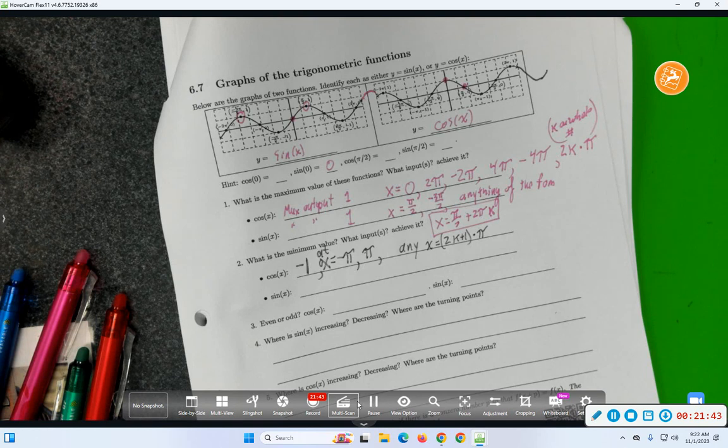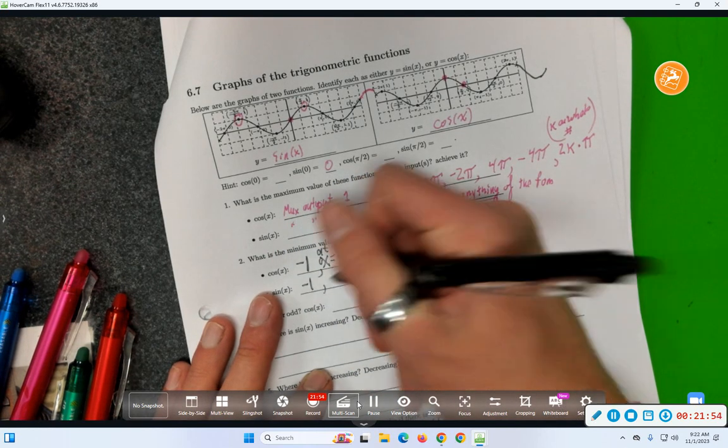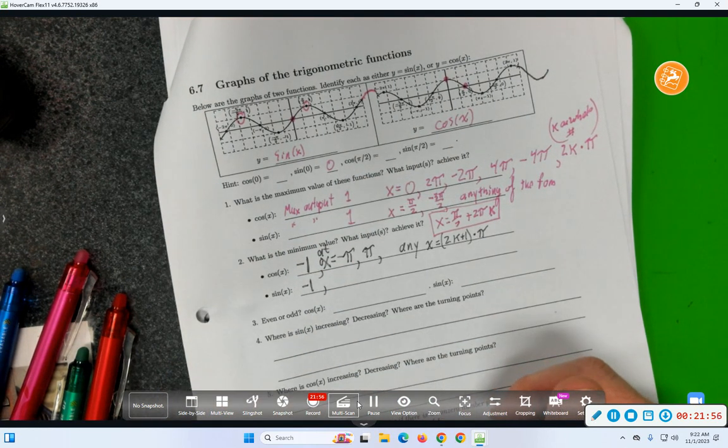Let's play the same game for sine. What's the least value sine takes? -1. Can we start listing some inputs where sine is equal to -1?